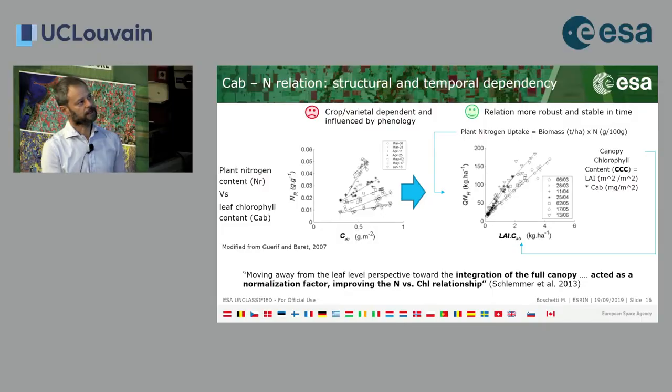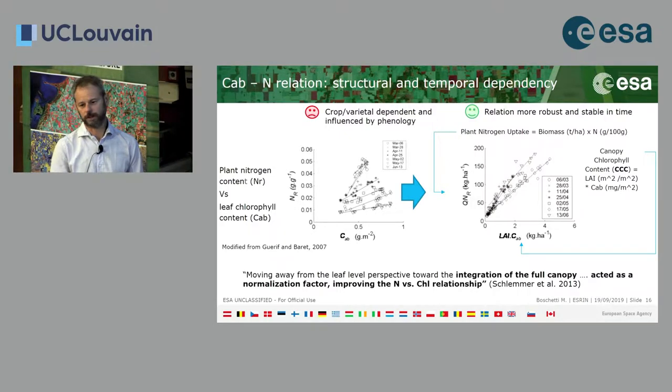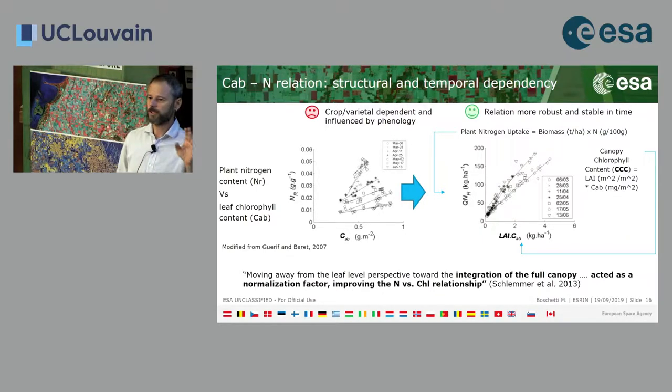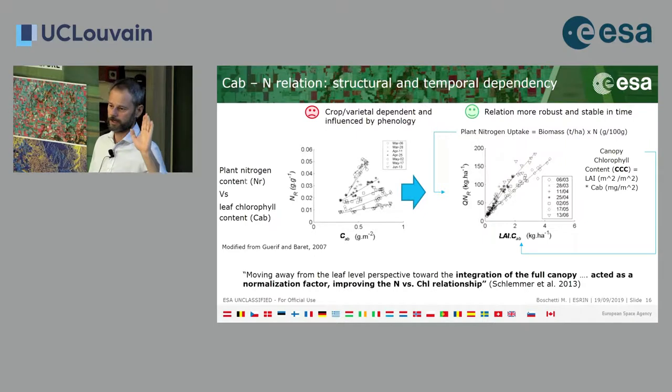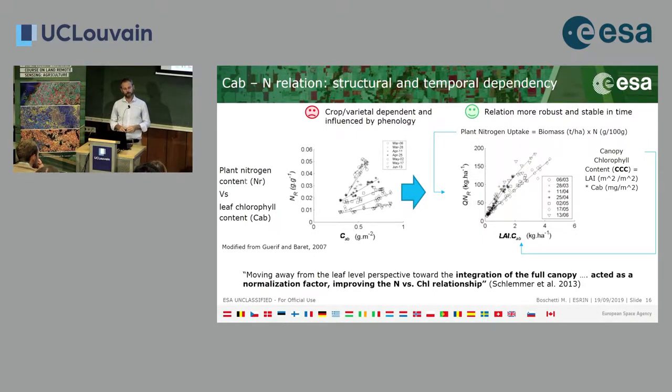And also recently, if you want to have a visual idea, moving from leaf level to the full canopy is acting as a normalization factor that improves a lot this relation between nitrogen and chlorophyll concentration. So the first lesson is, OK, we see that chlorophyll and nitrogen are related. This is not so easy, because the relation varies in time and according to variety. But we have a nice indicator, the cumulative chlorophyll in the canopy, that can be used for that. But here, we are still at the leaf level, at field level, not yet with an indirect measurement like remote sensing.